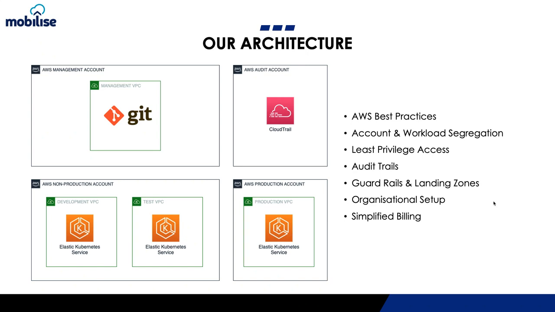And then setting up things like guardrails and landing zones. So when we create these new AWS accounts, can we bake in some best practices and security features so that each time we create an account, we don't have to manually go around turning on features and setting up configuration. We can bake that into each new account's creation. And that feeds into the organizational setup. So how can we manage these accounts centrally and ensure that we are enforcing best practices?